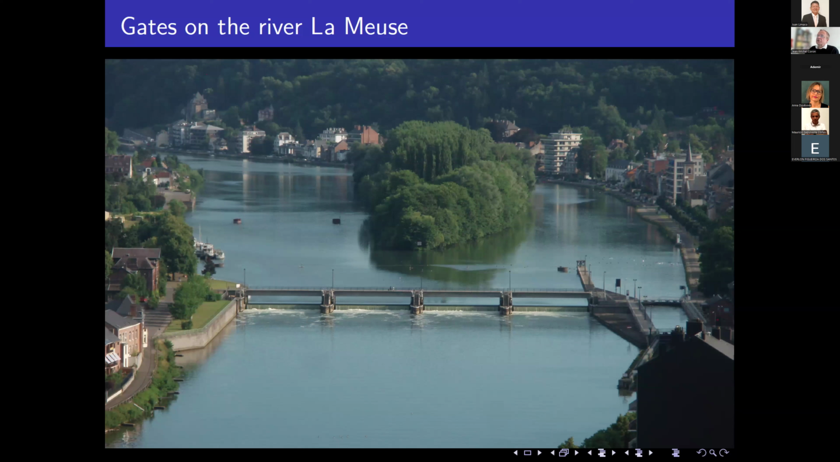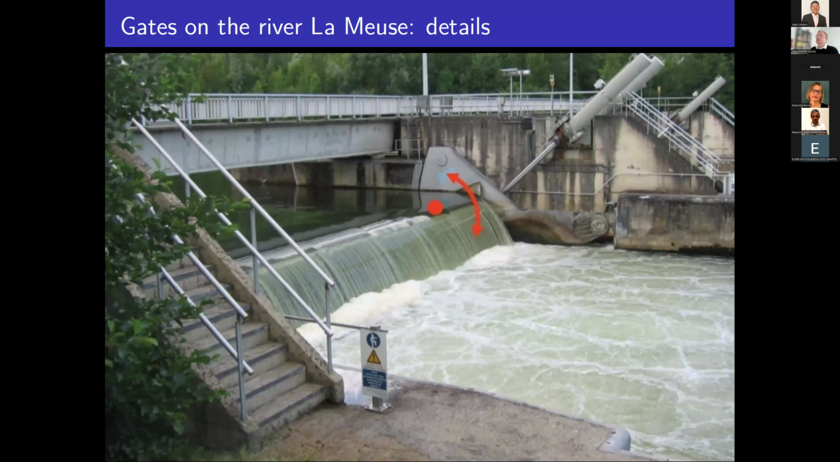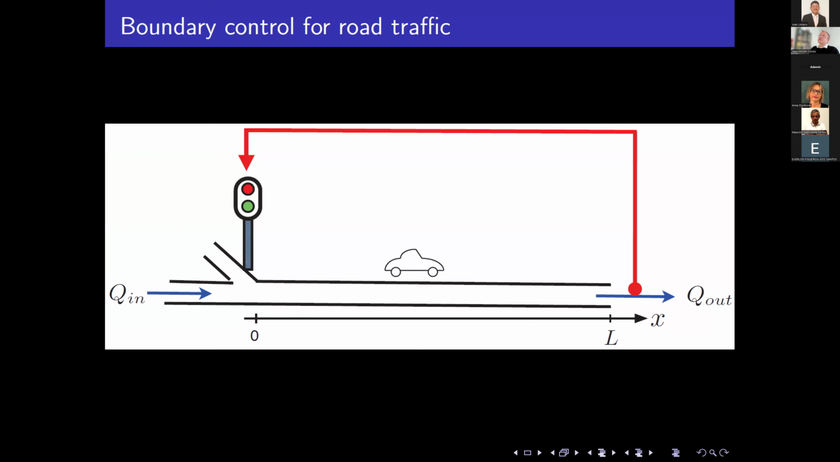And you may have a river which is much larger than the river La Sambre. This is the case of the river La Meuse, also in Belgium. And you also have some gates, which are presented here. For road traffic, you may also have what is called ramp metering. That is, you have a red and green light, and you switch between red and green depending on the outflow rate of the cars.